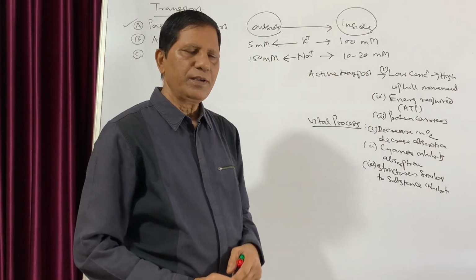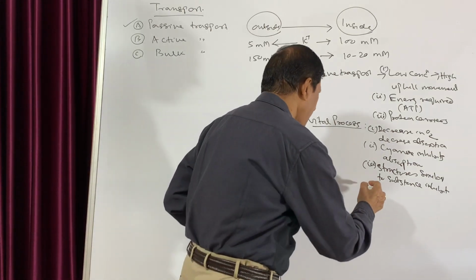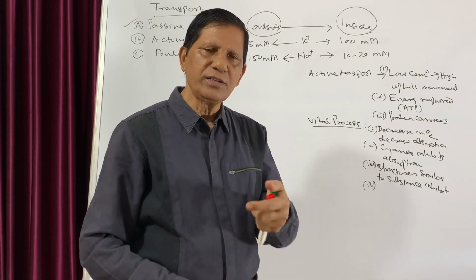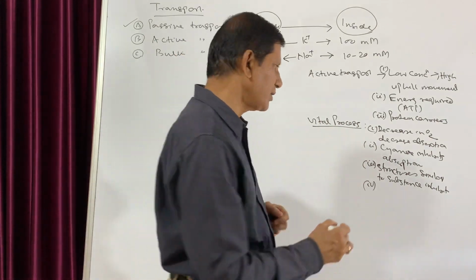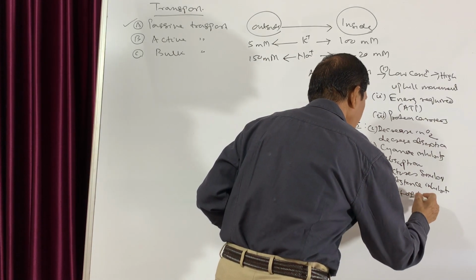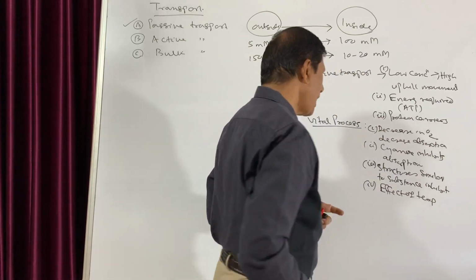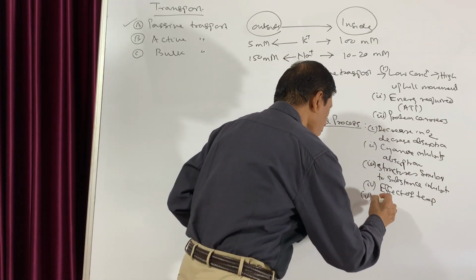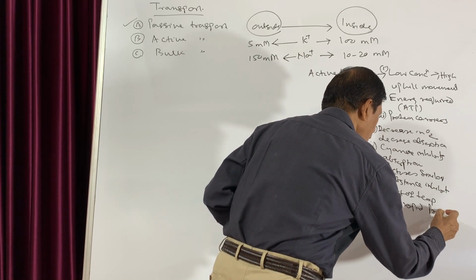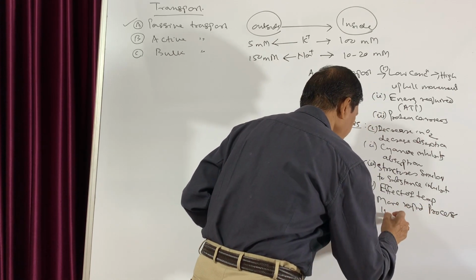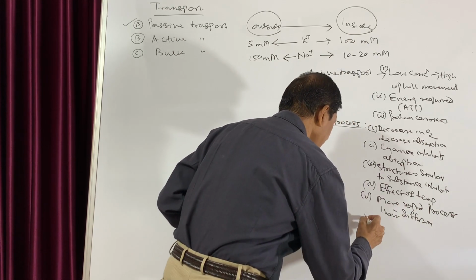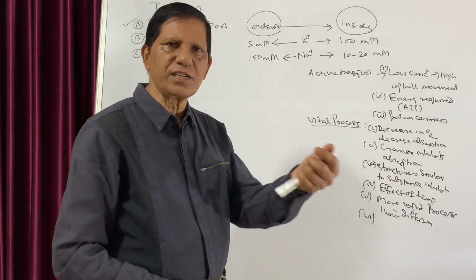Then the next point is temperature. If there is an increase in temperature, then the rate of absorption will increase. So, the effect of temperature. And it is a more rapid process than diffusion, and it takes place against the concentration gradient.